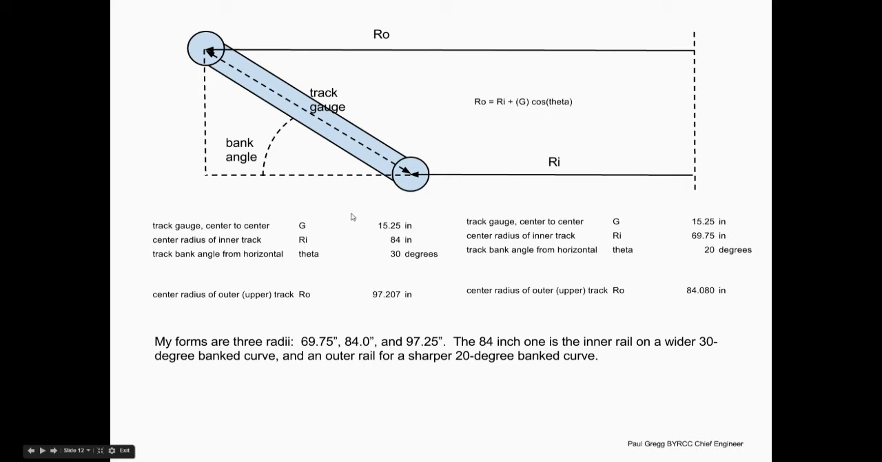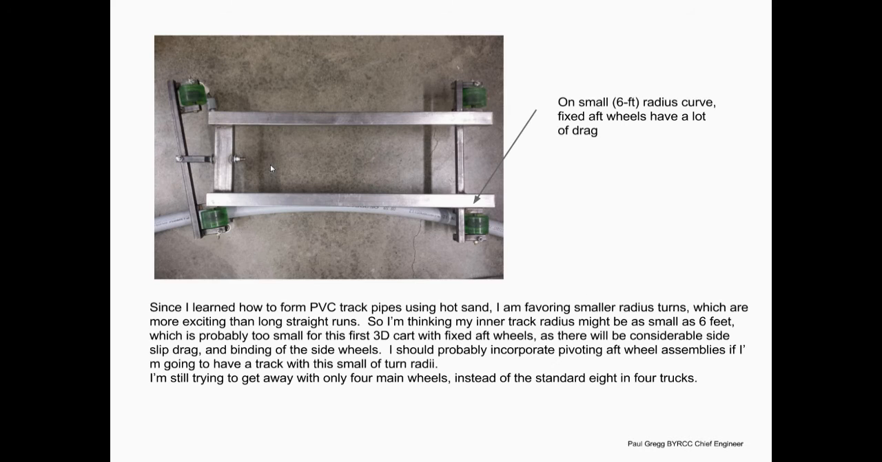Basically, I separated the hot forming that I learned about here, the hot sand forming of pipes, to another video that you can look at. But this is how I determined the radii that I wanted for a bank angle of a certain angle. I've covered that elsewhere too.